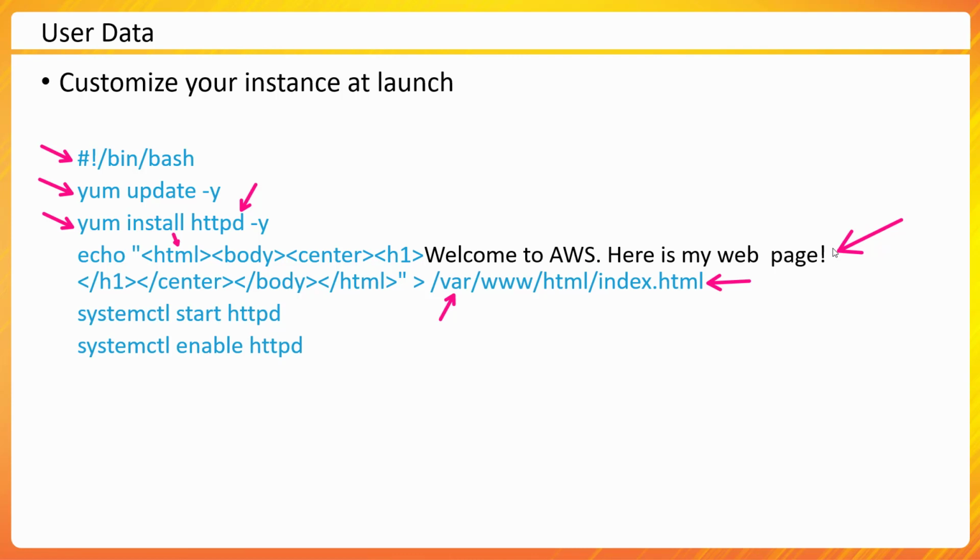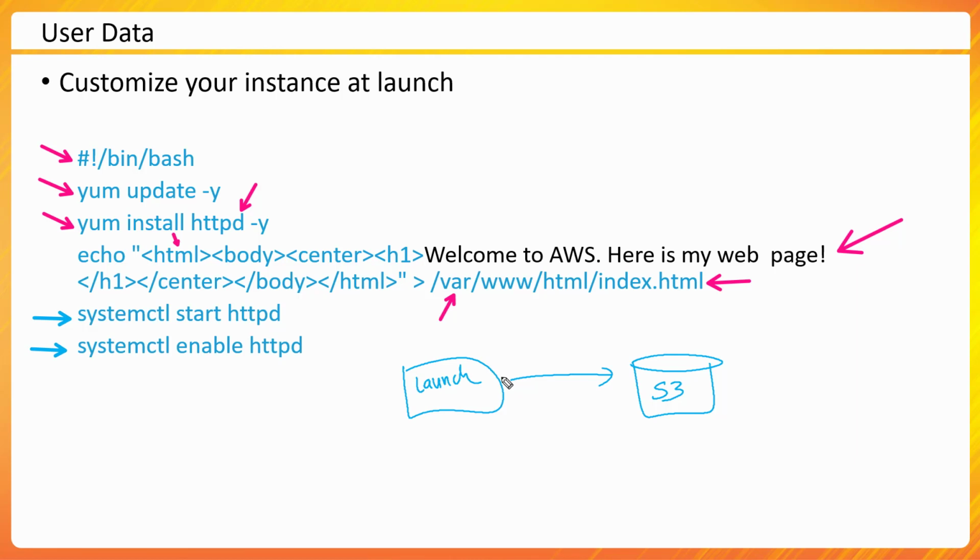And once this has been taken care of, I want to start the httpd service because we just installed it, not started it. And I want to keep it running on subsequent reboots also. That is what this basic script is saying. Now, the script I am manually specifying here, but if you want, you may have this script stored in an S3 bucket and you could just reference it when you are launching the instance. That is also possible.